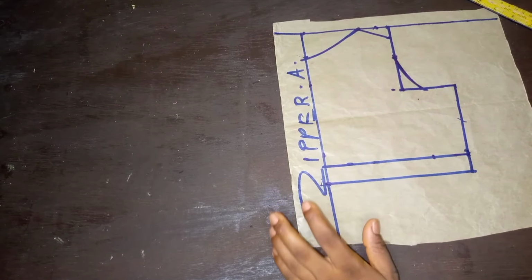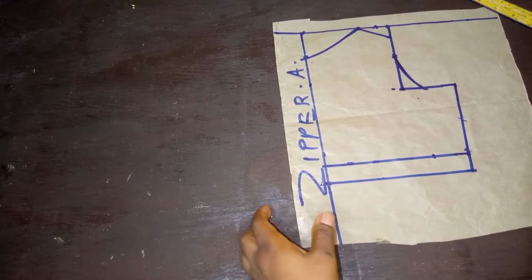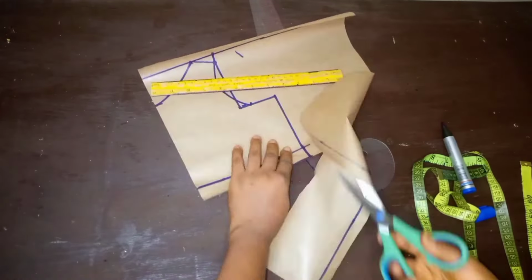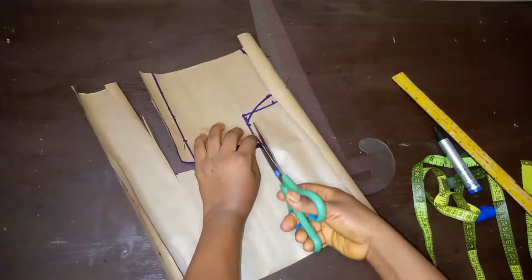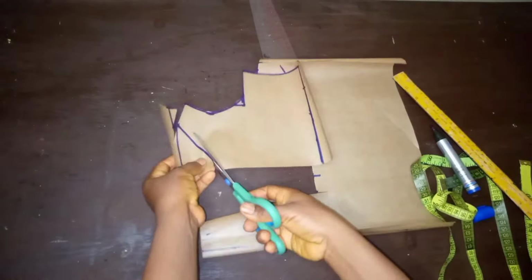So the next thing I will do now is to add 1 inch for sewing allowance at the bottom and connect. This is basically all on how to draft a basic back bodice for a 2-year-old. The next thing I'll do now is to cut. I'll cut the front bodice first and also cut the back bodice.